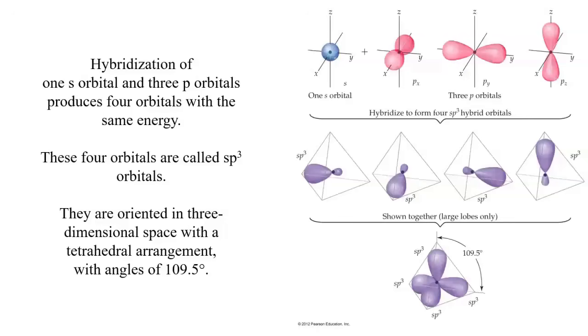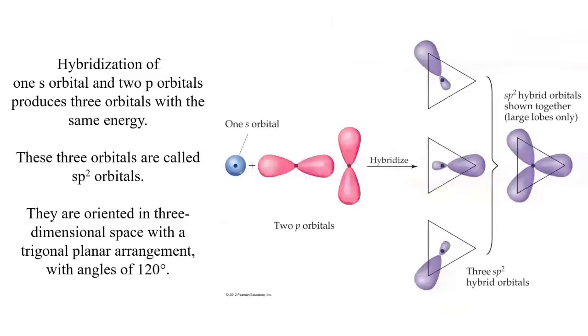1 s orbital and 3 p orbitals are hybridized to produce 4 orbitals with the same energy. These 4 orbitals are called sp3 orbitals, and they are oriented in 3-dimensional space with a tetrahedral arrangement with angles of 109.5 degrees. The next type of hybridization is called sp2.